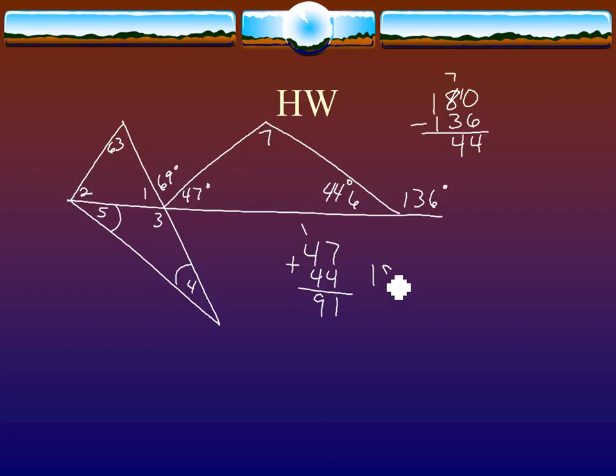91. Subtract that from 180. Got 7, 9. Borrow here. 89. Is that right? Yeah. So that angle's 89. Now what? Angle 2? How are we gonna find angle 2?